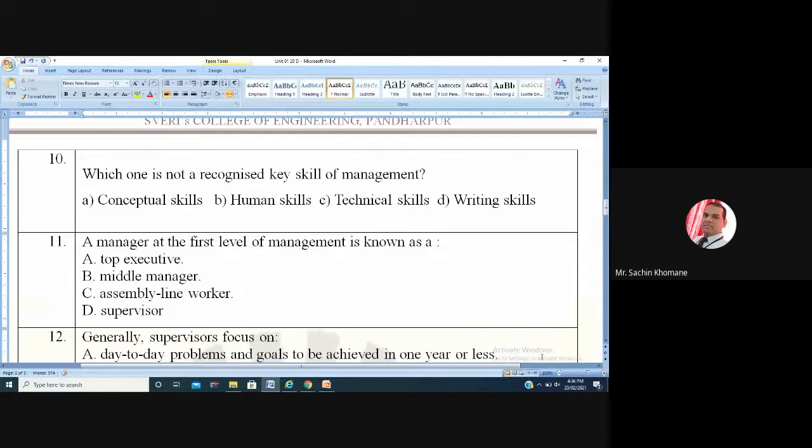10th number, which one is not a recognized key skill of management? Which skill is not in management? Conceptual, human, technical, writing. Writing skill. So what is the answer? Any guess? Very simple question.